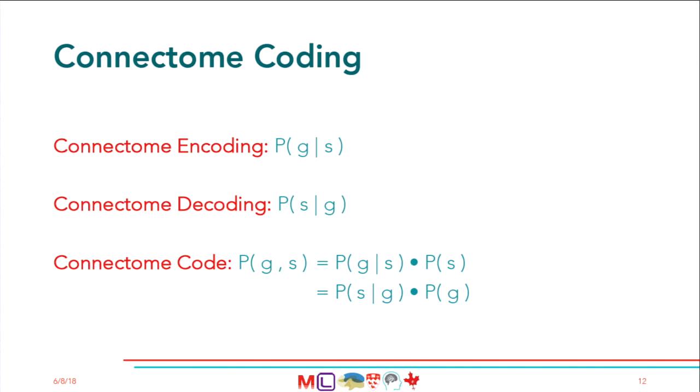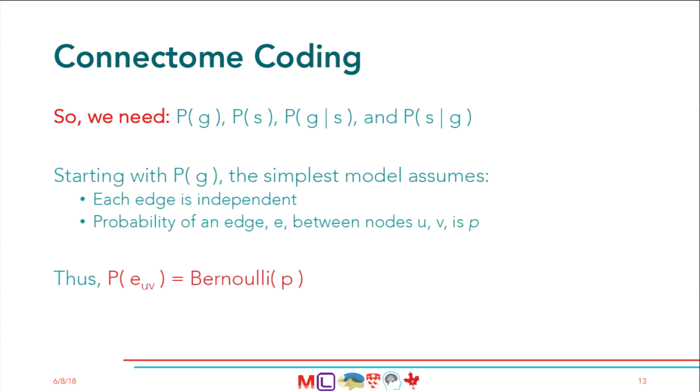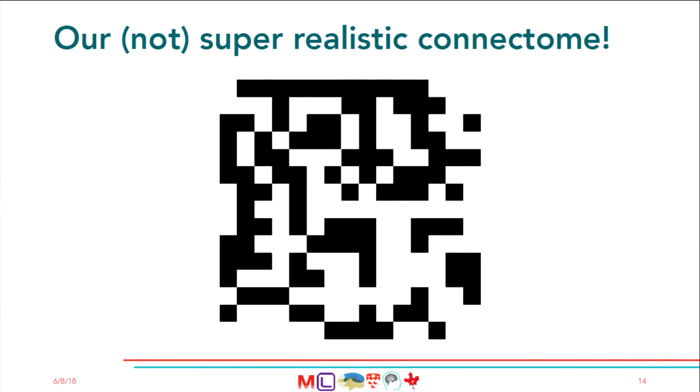So then again, the connectome code, as it were, is the joint distribution of the two. So again, we need all of these 4 pieces to compute these things. We need the probability of observing a graph, the probability of some stimulus or history or disease, and then the conditional probabilities. So again, the simplest model we can do is assume that every edge is independent, and the probability of some edge between nodes u and v is just p. So every edge, as I said, is Bernoulli with probability p. This gives us a connectome that looks like that, which is very realistic, I think. That's probably what my brain looks like, and we can go home.